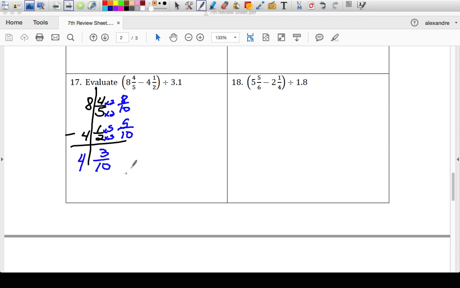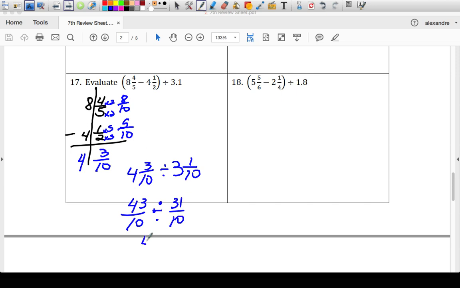So now I get 4 and 3/10 divided by 3. And I'm going to change this to a mixed number. 3 and 1 over 10. So now let's change that to improper. 4 times 10 is 40. Plus 3 is 43 over 10. Divided by 3 times 10 is 30, plus 1 is 31 over 10.